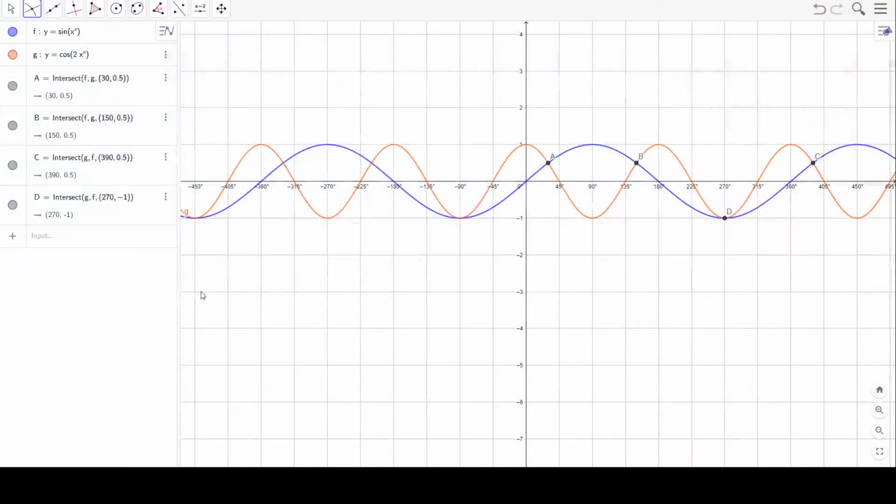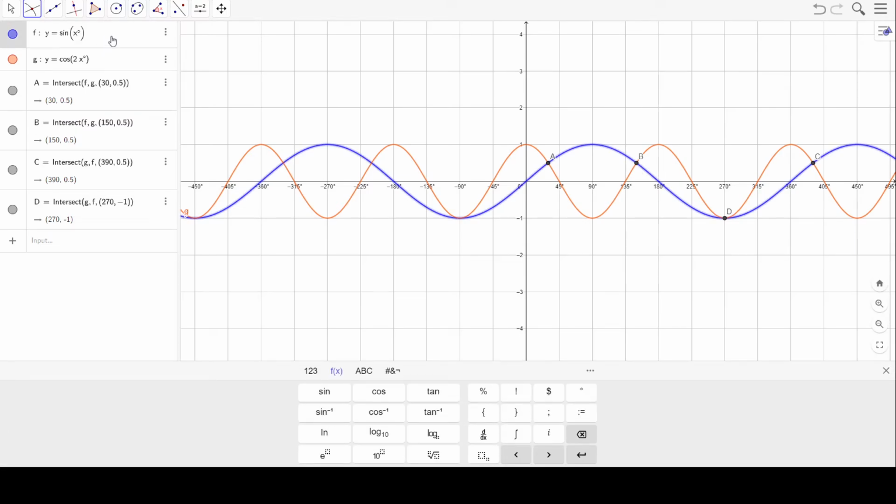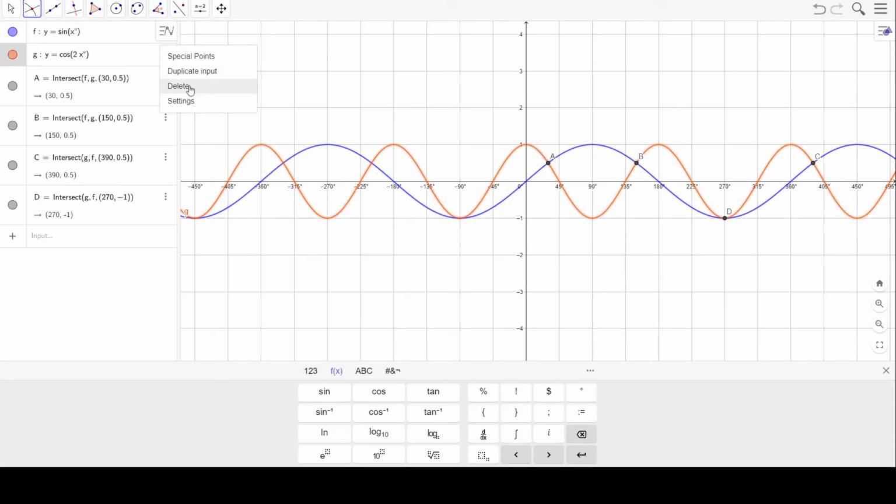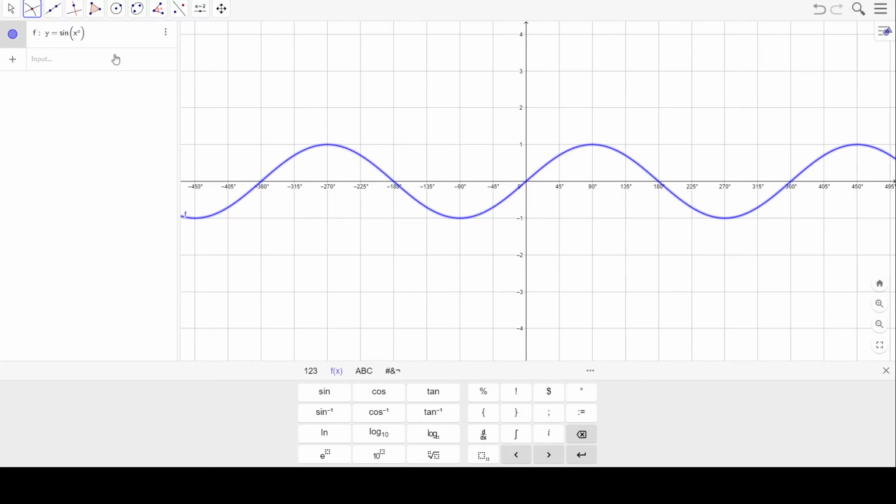So I go back to GeoGebra, and now let me clean everything below that, I don't need them, but then I would say minus cosine 2 star x, and then I would press degrees and then enter.